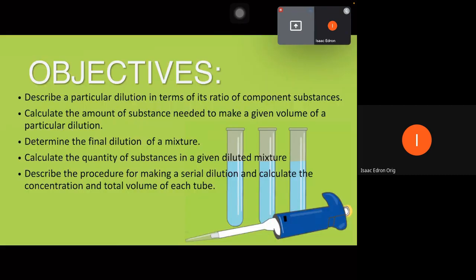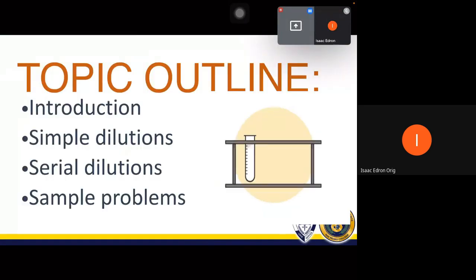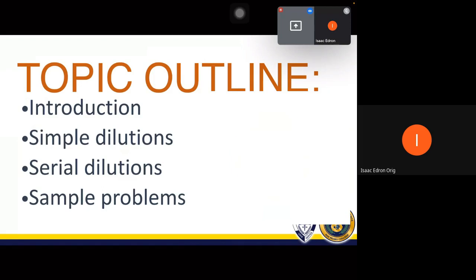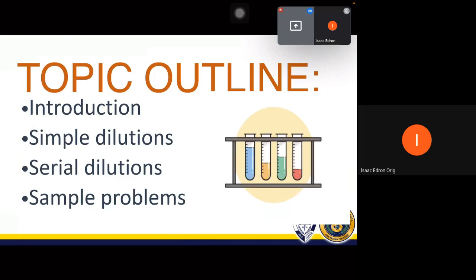Okay? So these are our objectives. So we need to calculate mga particular dilutions, final dilutions, quantity of the substances in a dilution, and then mga simple and serial dilution. We will go through them one by one. So topic outline, introduction, then simple dilutions, then serial dilutions, then sample problems.